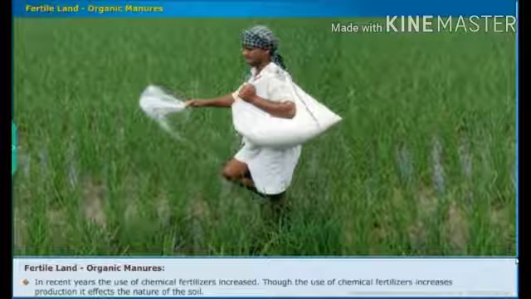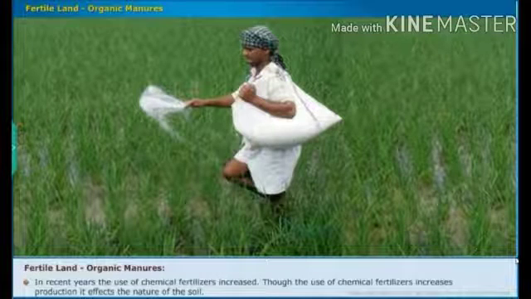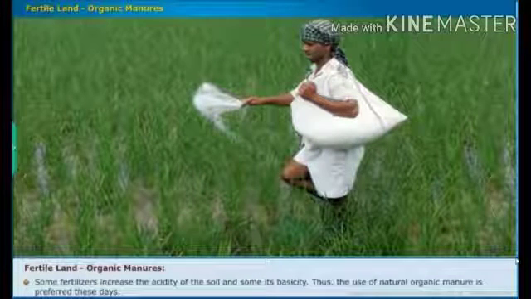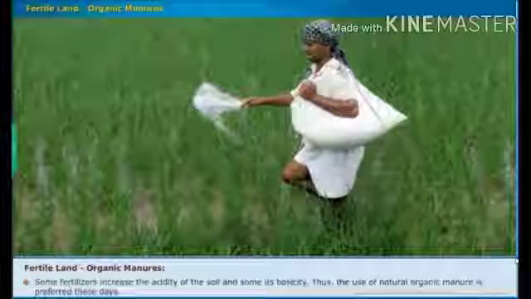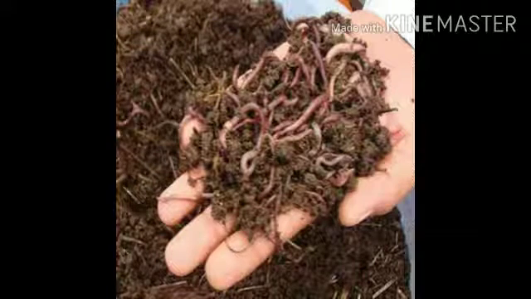In recent years, the use of chemical fertilizers has increased. Though the use of chemical fertilizers increases the production of crops, it changes the nature of the soil. Some fertilizers increase the acidity of the soil, whereas some fertilizers increase the basicity. Thus, the use of natural manures is becoming more preferred these days.